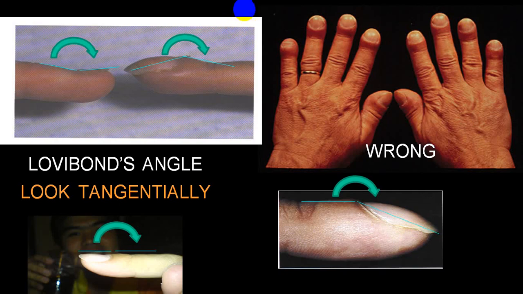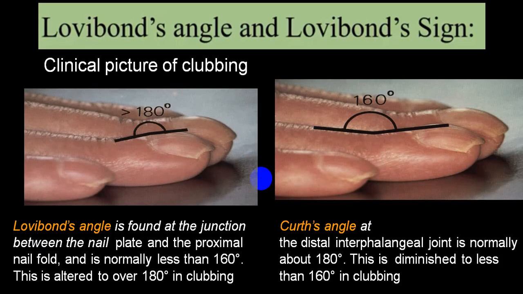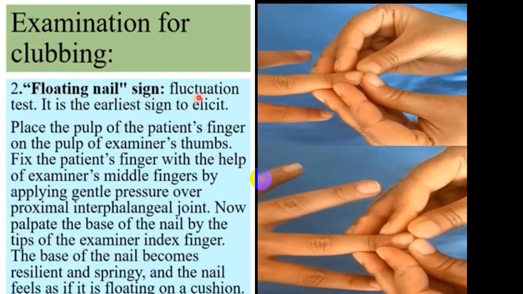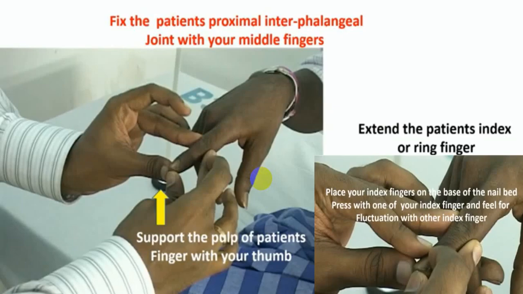Even if you put your thumb and finger and try to press this, and you get a spongy feeling, that is also one of the techniques, but the best method is this, called the floating nail sign. You can see that you hold with the middle finger and with the thumb you hold the tip, and then try to palpate with the index finger and elicit the fluctuation. If the fluctuation is present, we call the floating sign positive.